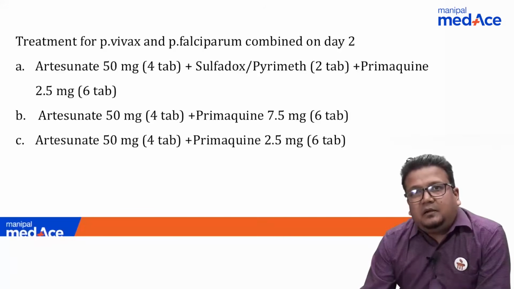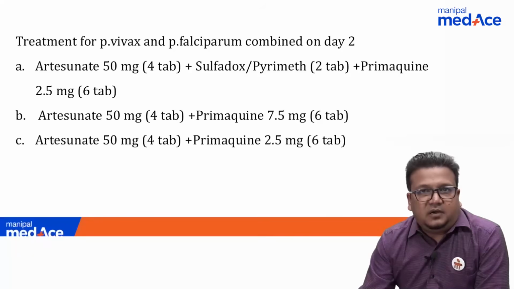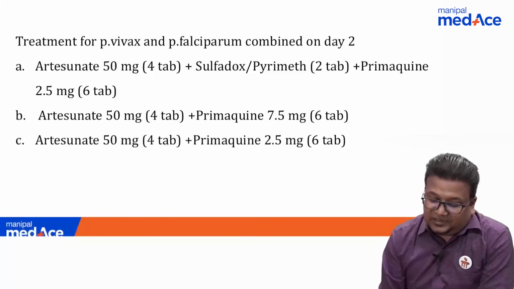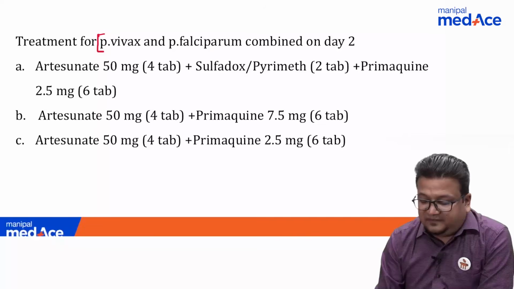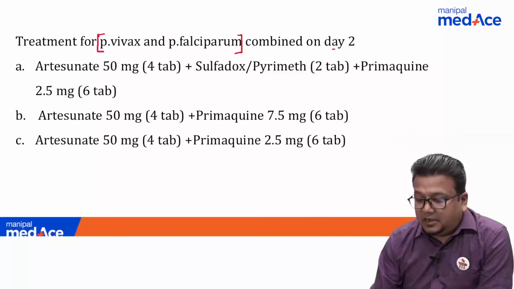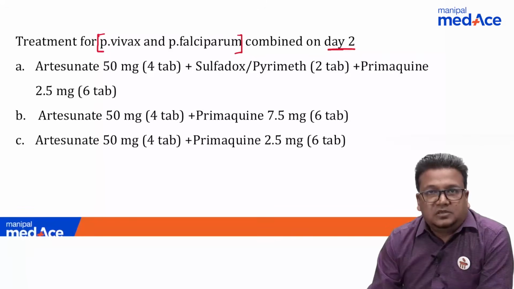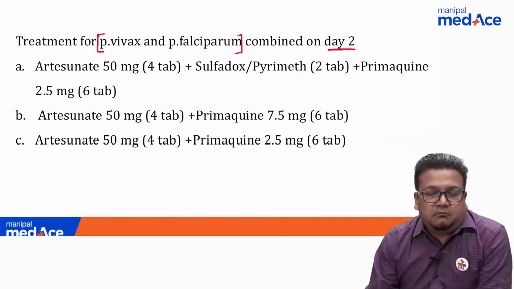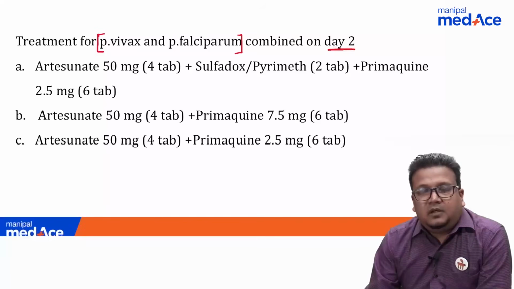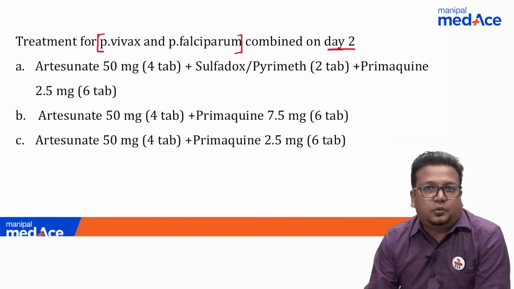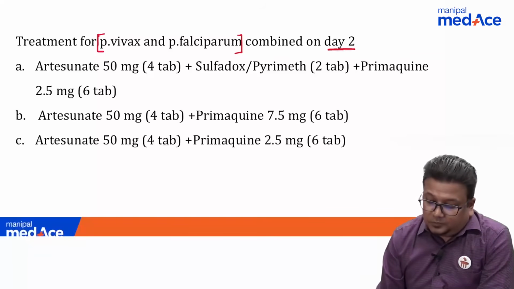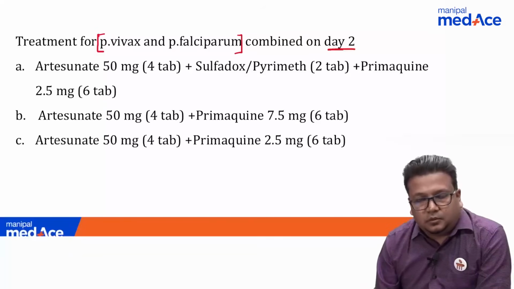Then we came to a pretty, I would not say very difficult, but a tricky question. This question asks treatment of combined Vivax and falciparum, and what is given on day 2. So first thing is, if we have a combined infection of Vivax and falciparum, then it is to be treated like chloroquine resistant falciparum. So any options that included chloroquine can be excluded. Chloroquine will not act on falciparum. The options that we have did not include chloroquine.